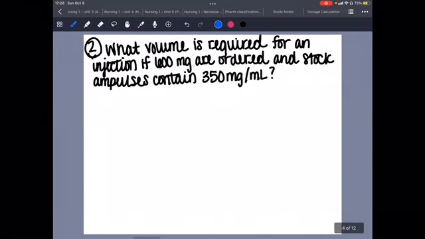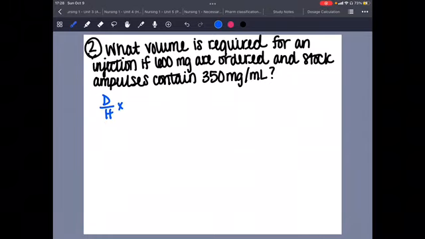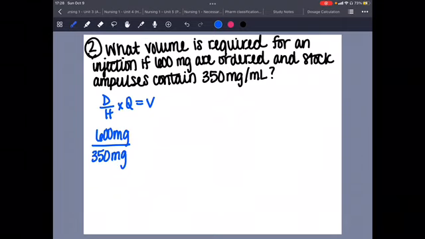So that's the first problem. We got a couple more to do just so you get the hang of it. All right, question number 2. What is the volume required for an injection if 600 milligrams are ordered and stock ampoules contain 350 mLs? So we're going to go to D over H times Q equals V first. So your desired is that 600, so you're going to put 600 milligrams. And then your have is at 350, so 350 milligrams will be at the bottom. And then you're going to multiply that by the 1 ml.